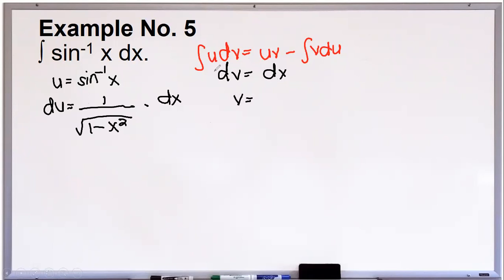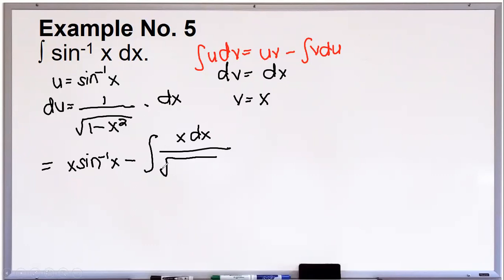Integrate lang natin both sides nito. So, ang v natin is equal to x. Now, let's apply the formula. uv, arc sine of x times x, so magiging x arc sine of x minus integral of x dx over square root of 1 minus x squared.